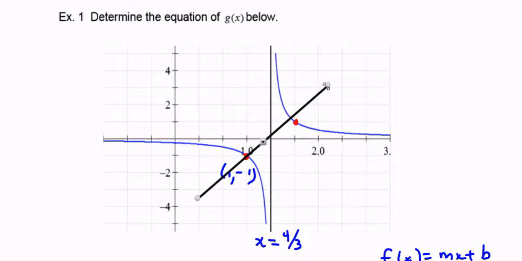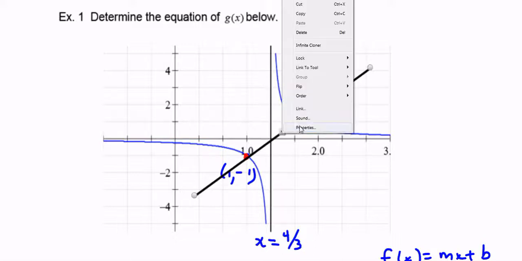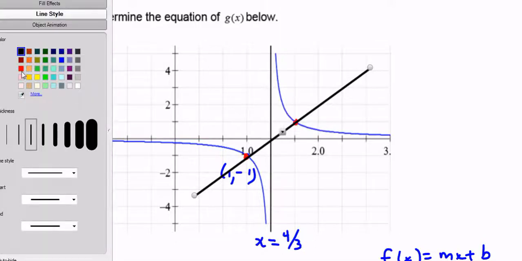There we go, that's a little better. Okay, so I've got this lovely line. I'm going to just make it red. Okay, so I'm now going to come up with the equation of that line. Super easy to do that, right?